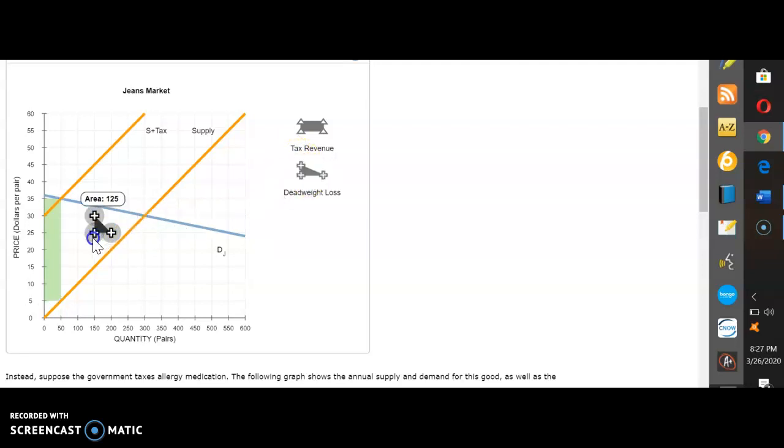Let's fill that in. Maybe we should get some art credit for this class. A little bit. Okay, there you go. Lots of deadweight loss. Not a whole lot of tax revenue. And the reason they're not collecting a lot of tax revenue is because the demand is quite elastic.